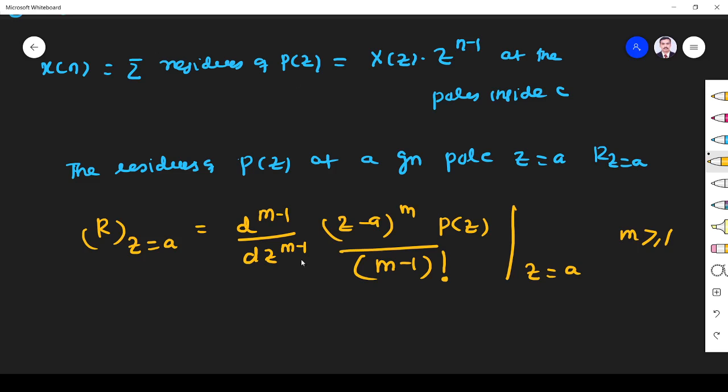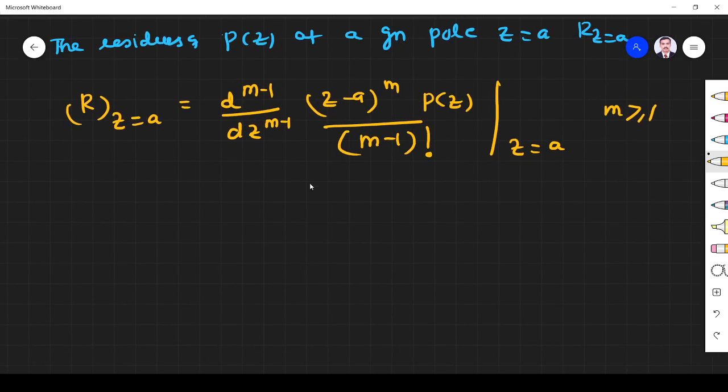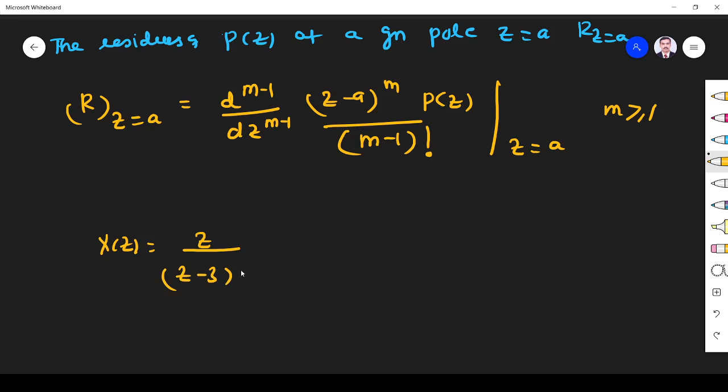Don't mind about this formula, I will tell you how to find the answer in the simplest way. Let us see the question. X of z is given as X of z is equal to z divided by (z minus 3 by 4) into (z plus 1 by 2). Find x of n using the residue method, or contour integration using the residue method. Let us see how to find it.